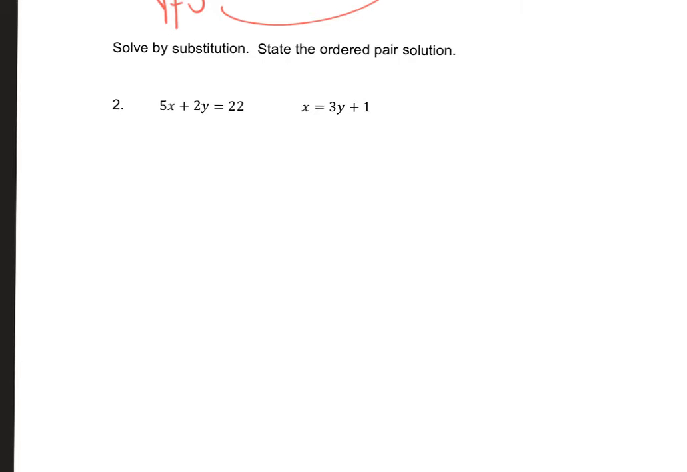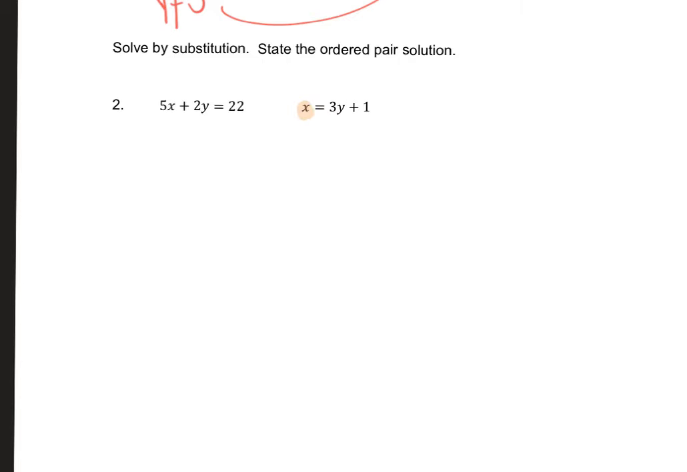If we look at this, the 5x here, the 2y here, the x, and the 3y, the only one that is isolated or by itself is this x here. So that's the only variable that is isolated, that is solved for itself. That is the one that I want to use.